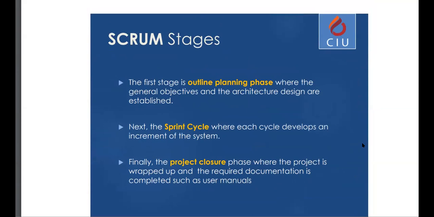The first stage is the outline planning phase, where the general objectives and architecture design are established. Next, sprint cycles, with each cycle developing an increment of the system. By increment, I mean, of course, the version. Finally, the project closure phase, where the project is wrapped up and the requirement documentation is completed as user manuals.